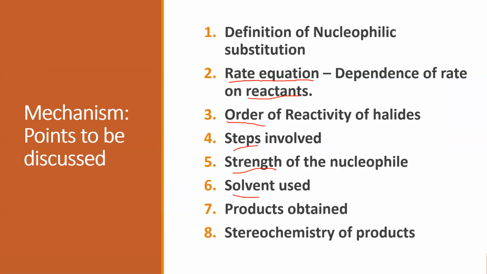Then we'll also look at the solvent. What kind of solvent is used in SN1? What kind of solvent is used in SN2? Then we will focus our attention on the products. What are the kinds of products that are formed? And finally, we look at the stereochemistry of the products. Clear? So this is what is going to be our points of discussion.